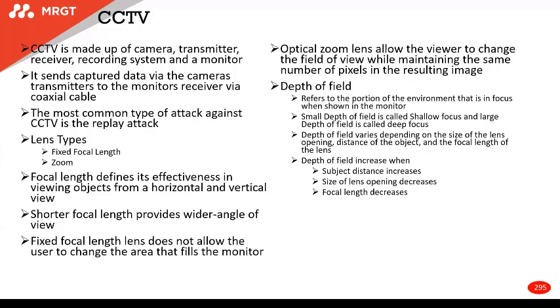Zooming is another feature which is used with it, like optical zooming and digital zooming. Digital zooming happens after the capture of the image, and optical zooming happens before taking the image. Then we have their movement, like whether they are fixed cameras or PTZ based cameras. So these are some things that we need to consider while deploying the CCTV system inside our organization.